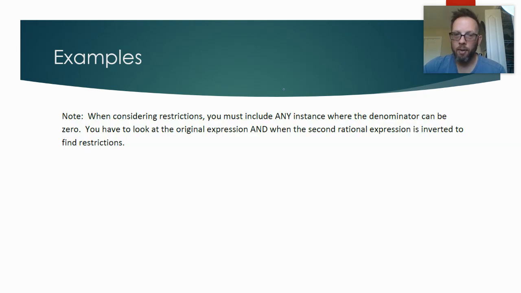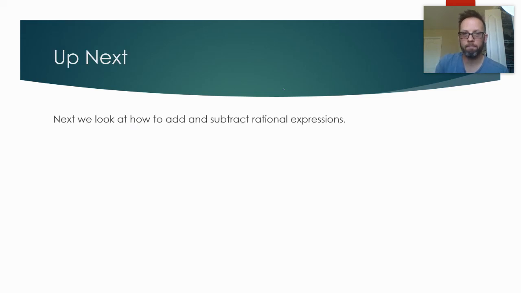I've mentioned already, we have to consider any time where the denominator can be 0. And I've told you to look both at the original and after you do the flip if you're doing a dividing question. So now that we've done some examples multiplying and dividing, you guys are going to practice up a little bit, and then we'll talk about how to add and subtract.